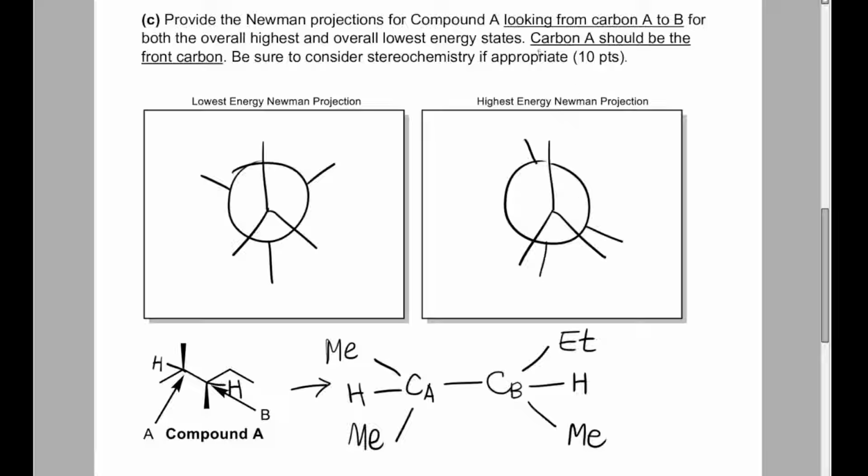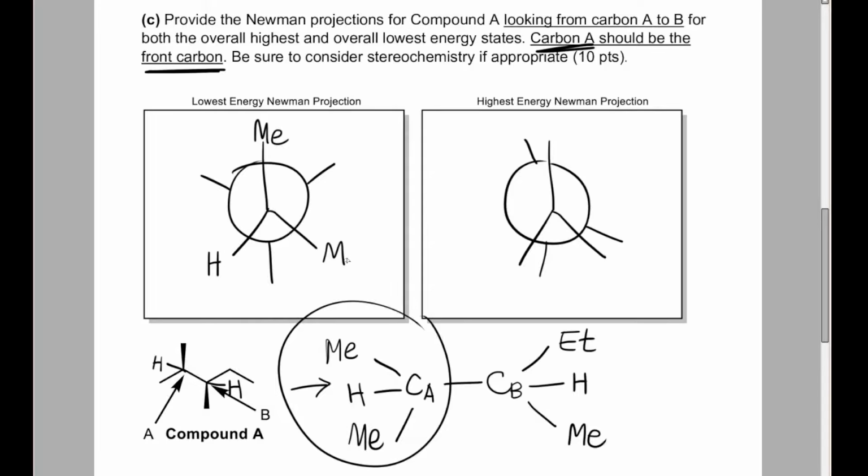And keep in mind that carbon A should be the front carbon. So this would be the front. So I guess we can just put in the substituents however we want to. It doesn't really matter. I'm just going to keep it the same for both the highest and lowest energy Newman projections to make it simple. And now we can work through the back carbons.